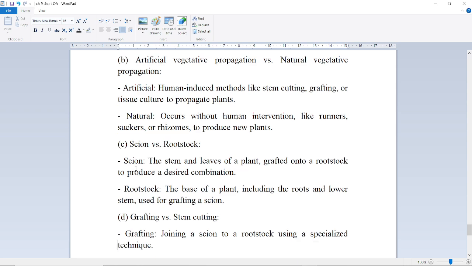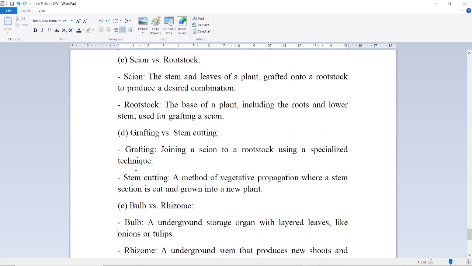Next is scion versus rootstock. Scion, the stem and leaves of a plant grafted onto a rootstock to produce a desired combination. Rootstock, the base of a plant including the roots and lower stem used for grafting a scion. Next is grafting versus stem cutting. Grafting, joining a scion to a rootstock using a specialized technique. Stem cutting, a method of vegetative propagation where a stem section is cut and grown into a new plant.